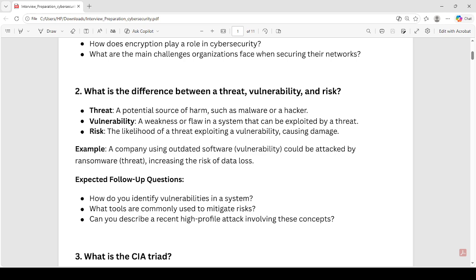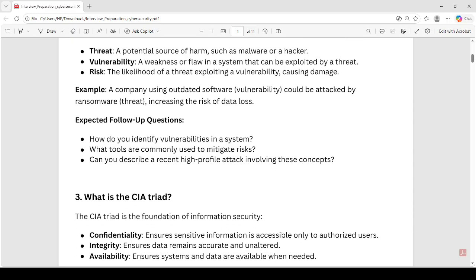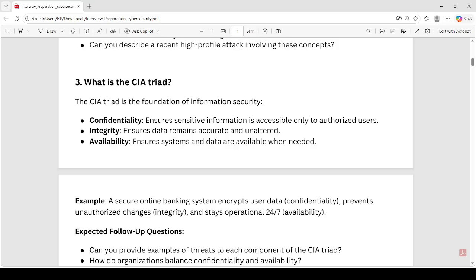Example: a company using outdated software could be attacked by a ransomware threat, increasing the risk of data loss. Question number 3: what is CIA? So CIA is a foundation of information security: confidentiality, integrity and availability. Confidentiality is nothing but ensuring that sensitive information is accessible only to authorized users. Unauthorized users cannot access that information.